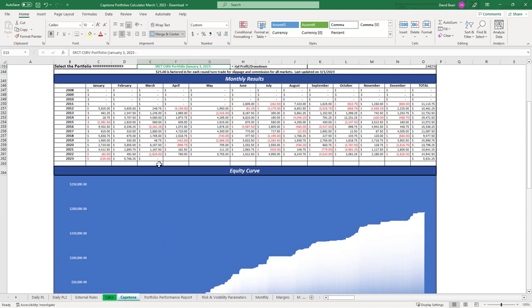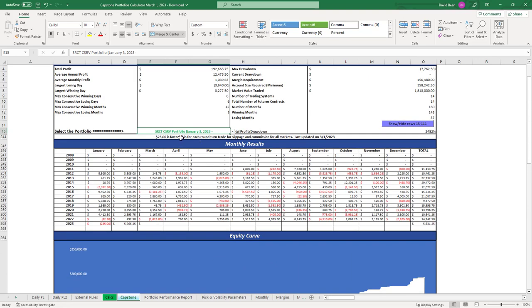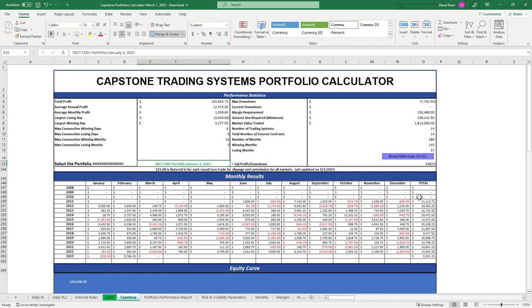It's kind of a boring portfolio of 14 strategies, only $7,700 drawdown. Doesn't trade that much. And you can see there's not much P&L on the year, but it only trades 14 strategies. Very low frequency portfolio.